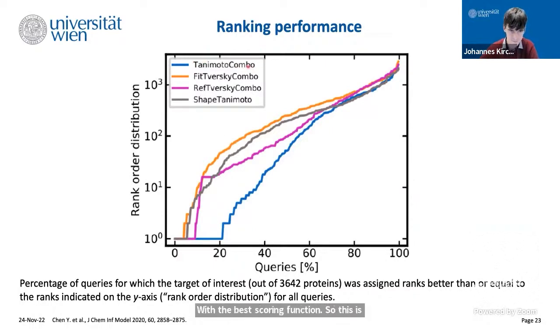And it's quite interesting to see that with the best scoring function, so this is the best scoring function in ROX because it considers the shape and the chemistry, we can basically get the correct target for 20% of the queries at the first rank, at the top rank. And if we allow a bit of a larger hit list, like 20 targets, then we can make it to 40%. So 40% of the queries have the correct target predicted among the top 20 targets.